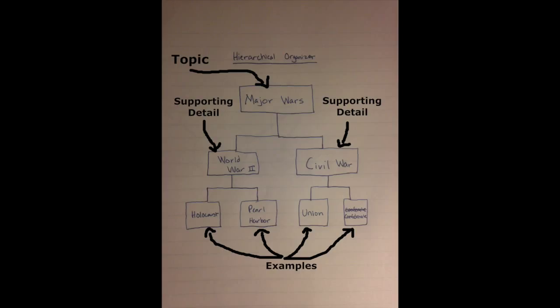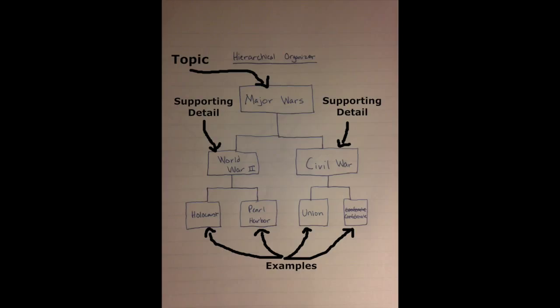The next step is to write down your supporting details. In this example, my two supporting details are World War II and the Civil War. These should be written below your topic and also have boxes drawn around them. Then, you should connect the topic box with the supporting detail boxes.